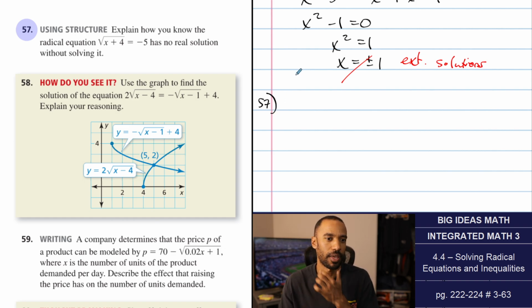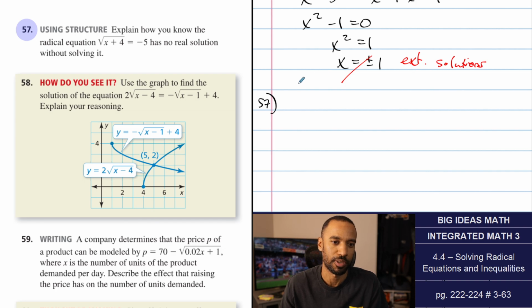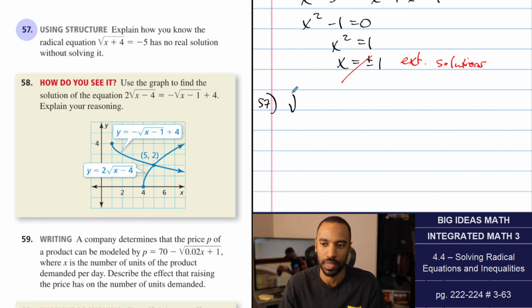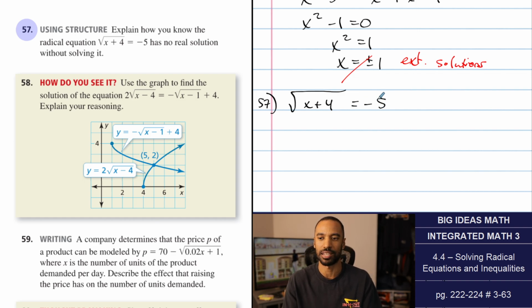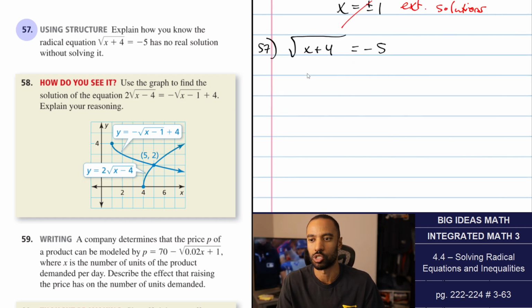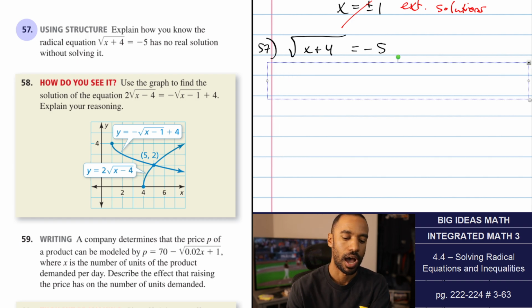All right, number 57. Using structure, explain how you know the radical equation square root of x plus 4 equals negative 5 has no real solution without solving it. So this is the one I was talking about before. This is because the right side is negative and then it magically turns positive there, and that's why.